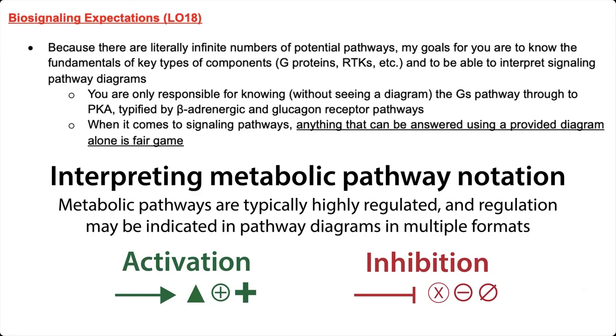So the only pathway that I would like you to know by heart, basically, is the Gs pathway through to PKA, which we'll go through in a minute. That's the one we talked about that's typified by our beta adrenergic and glucagon receptor pathways. And then be able to answer questions using provided diagrams. If something you can figure out just based on reading a diagram, then that's fair game, basically, for questions.